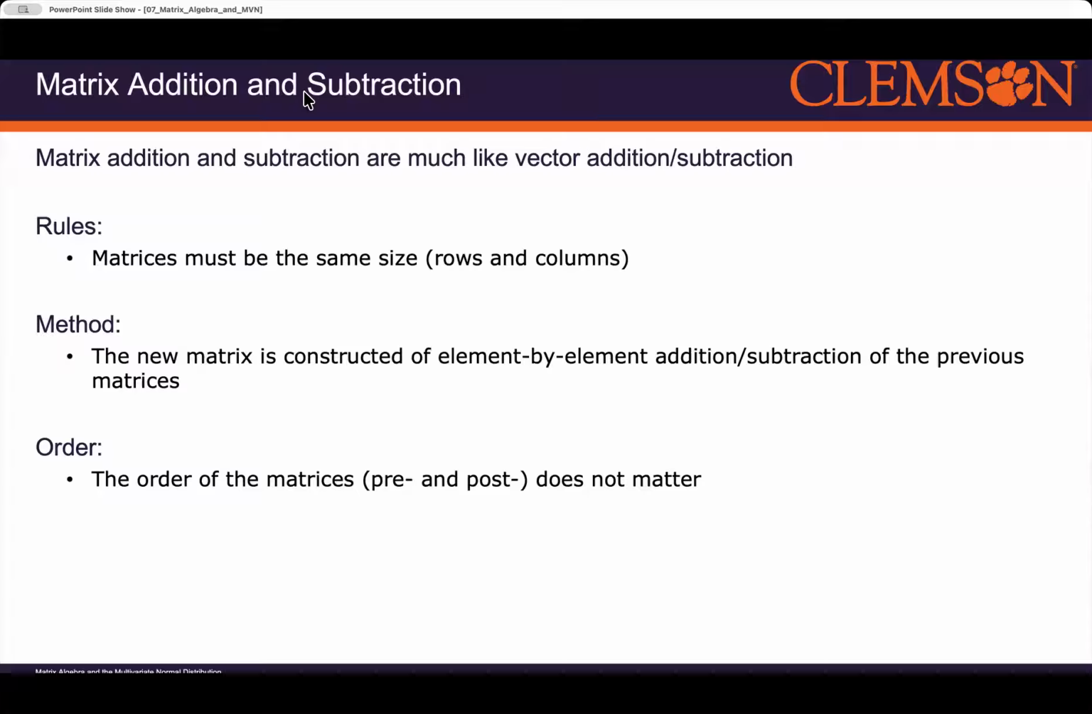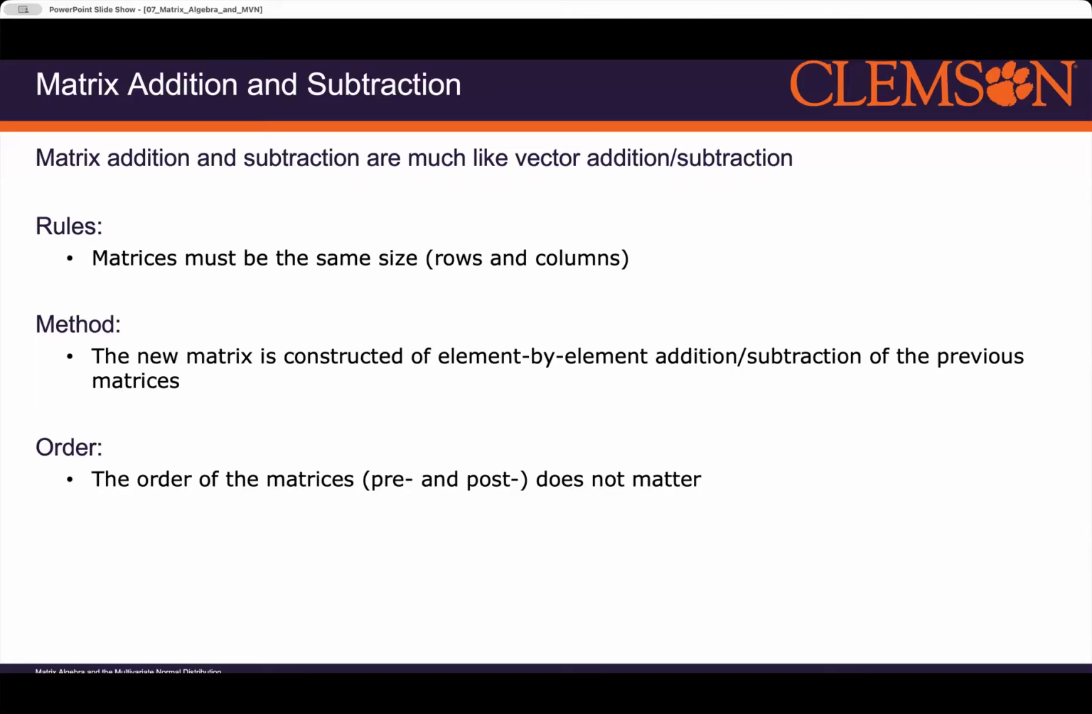But if you have the same number of rows and the same number of columns, you can sum them together and create a new matrix. And the way we do that is just the same way we did with vectors. The new matrix is constructed by an element by element addition or subtraction of the previous matrices. The order of addition does not matter, right?